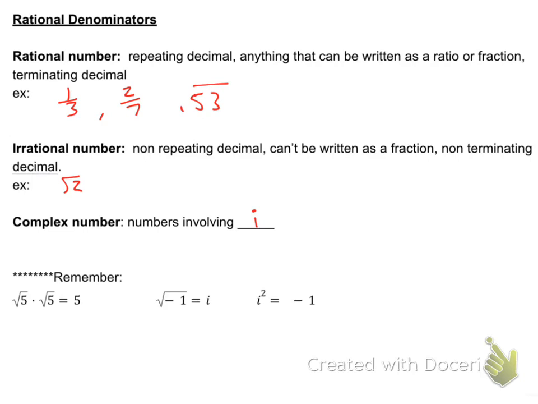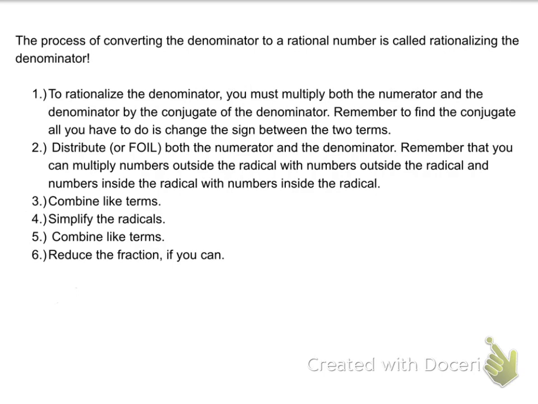Because what we're going to do is, as the title says, it's called rational denominators. Unfortunately, we're not given rational denominators. We'll have irrational denominators that we want to make rational. We don't like square roots or i in the basement, in the denominators. So, guys, this is the process of converting the denominator to a rational number, and it's called rationalizing the denominator.